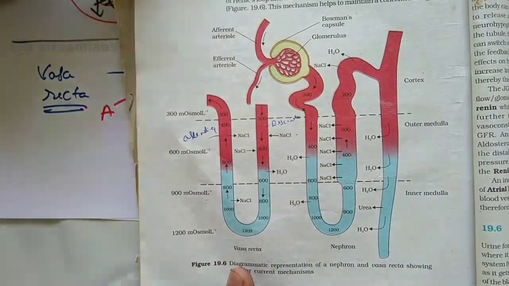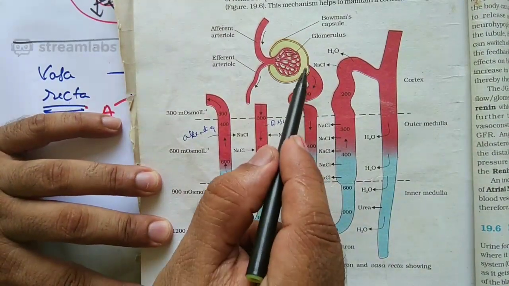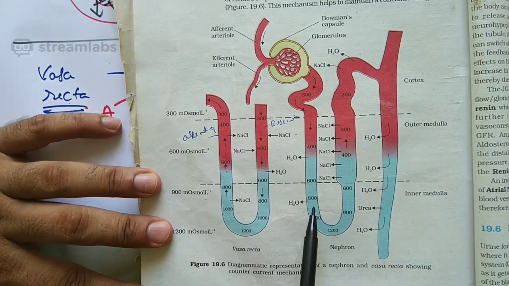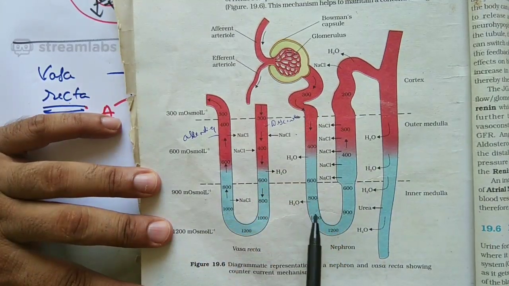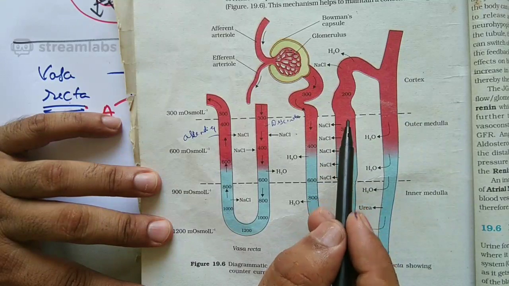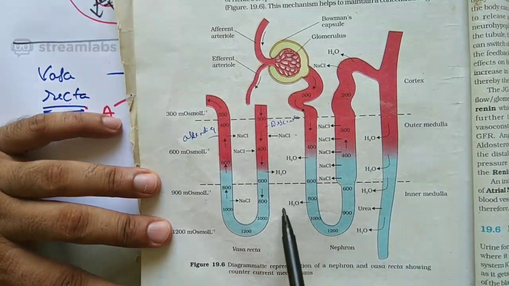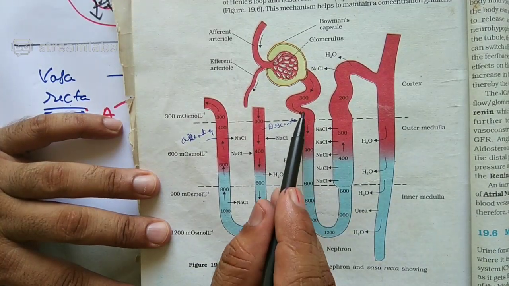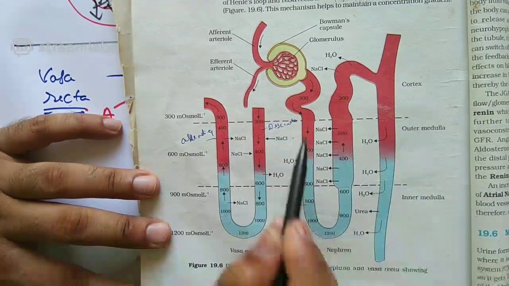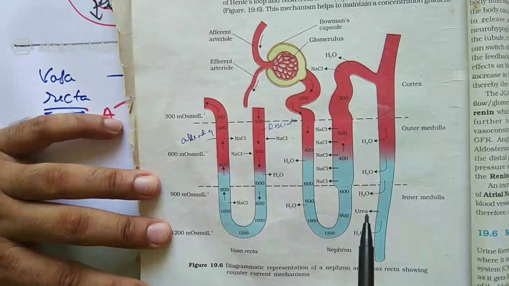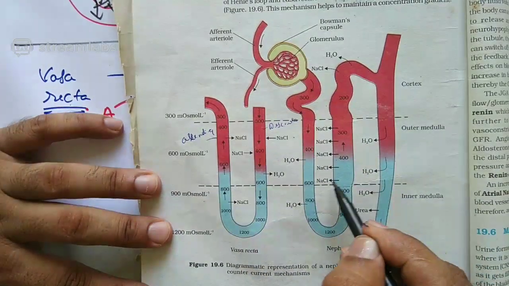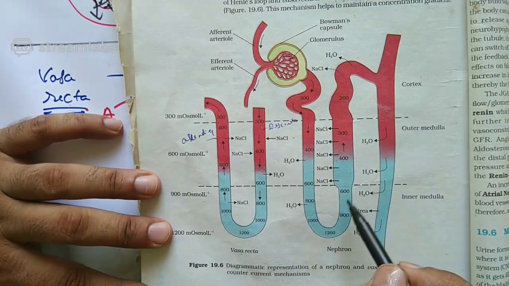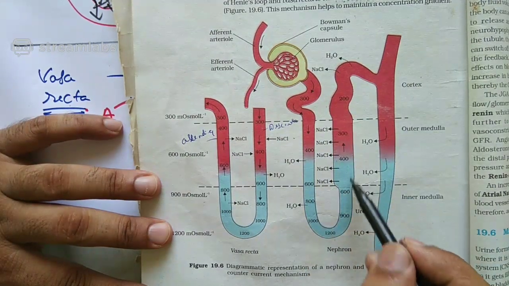All of you see this. This is the PCT, right? This is the descending limb of Henle's loop. Ascending limb of Henle's loop. Here water comes out. Agree? And as the water comes out, you can see the values are increasing from 300 to 1200. That means they are becoming concentrated. And as the sodium chloride is moving outside from the ascending limb of Henle's loop, the values are decreasing, meaning they are getting diluted.